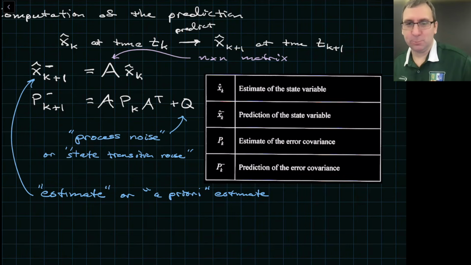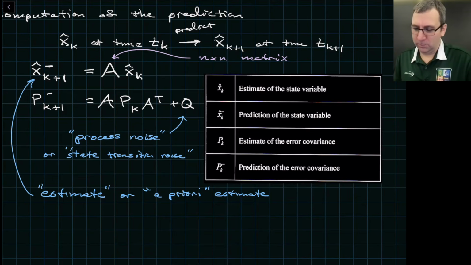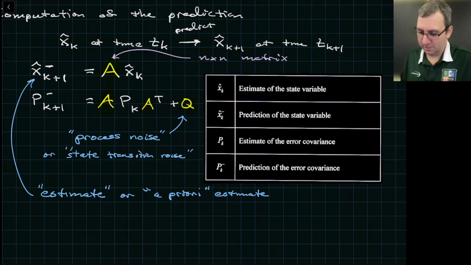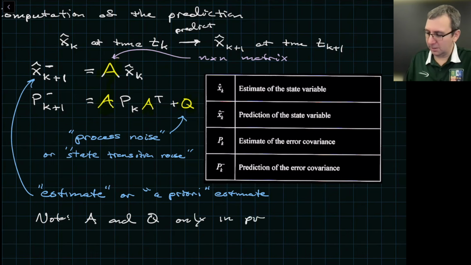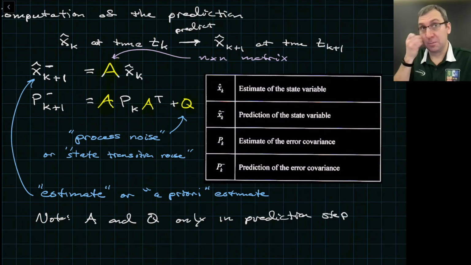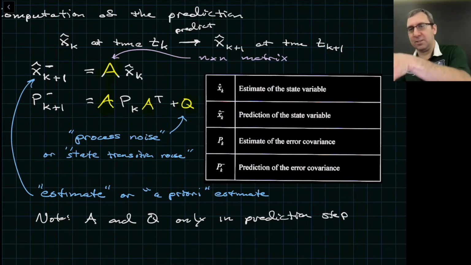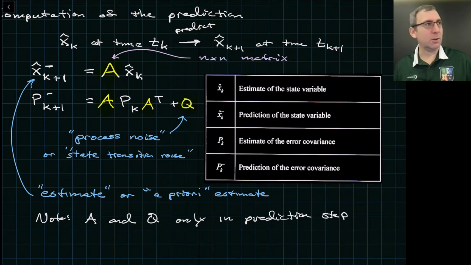It's not something I want to say much about. And what will you notice? A and Q are here. Note A and Q are only in the prediction step. They don't show up in the estimation step. So then these predictions get passed to the estimator, and that's that. All right. To try to solidify this in our minds, I could give you an idea of how prediction and estimation fit together.